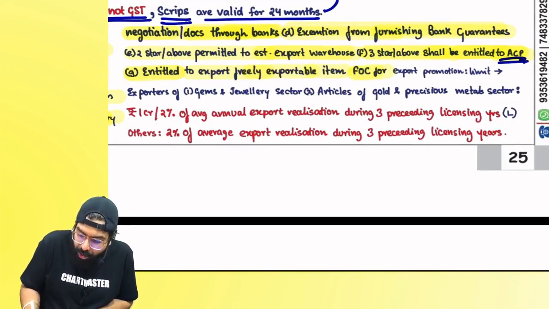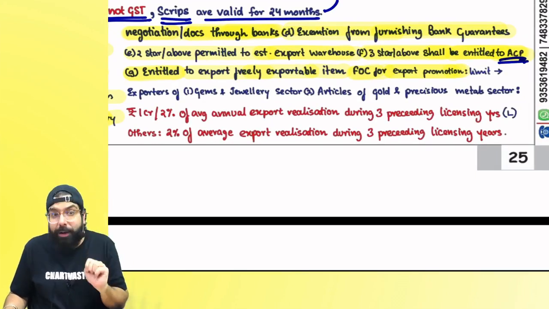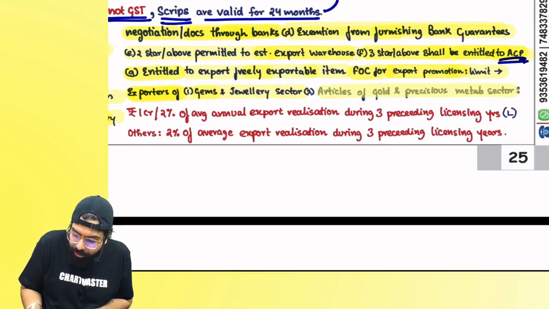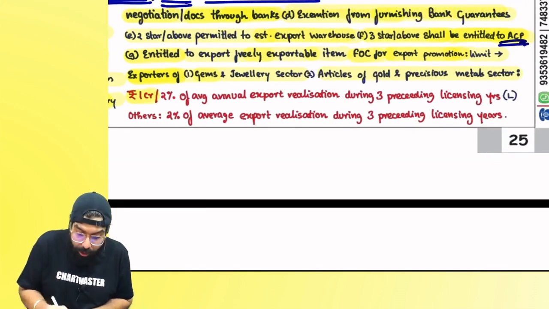entitled to export freely exportable items, free of cost for export promotion. They will give you, hey, you can export samples. Sir, what is the limit? For gems and jewelry. An exporter of gems and jewelry, articles of gold and precious metal, can export only how much? Samples. 1 crore.